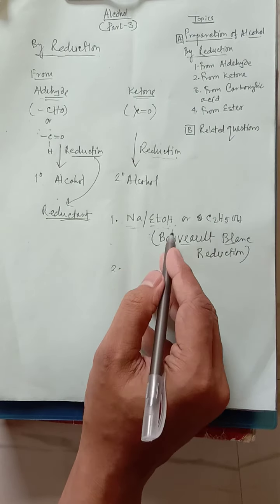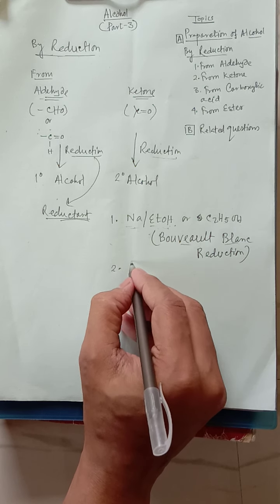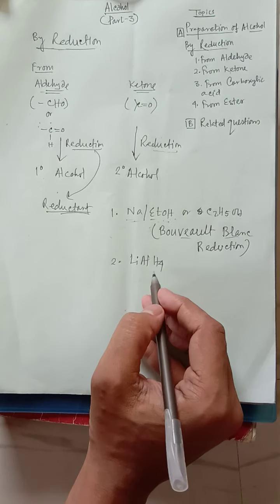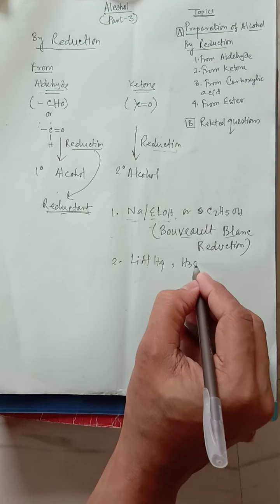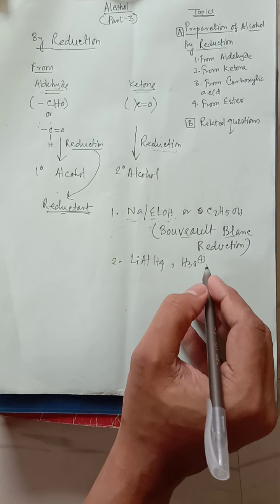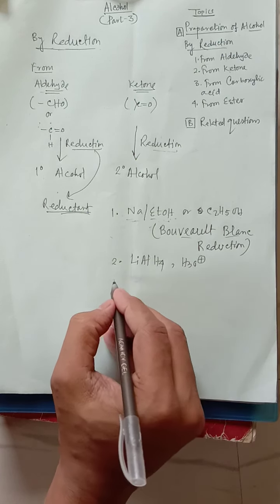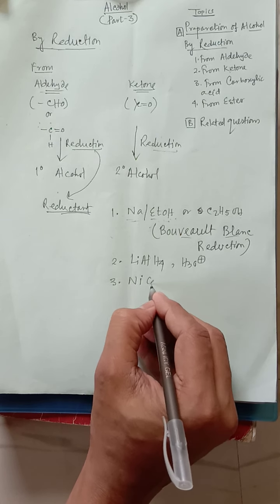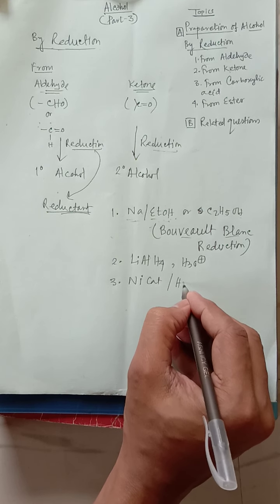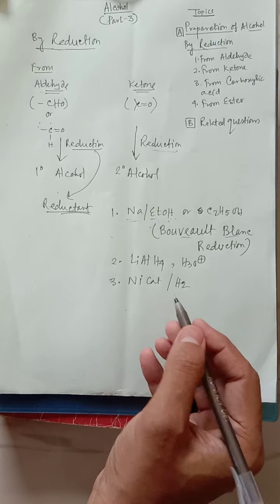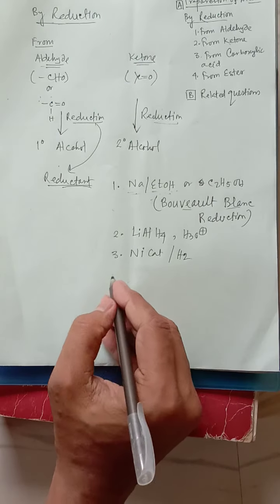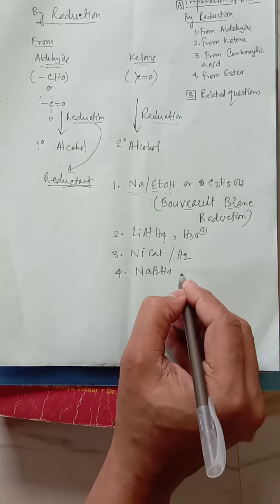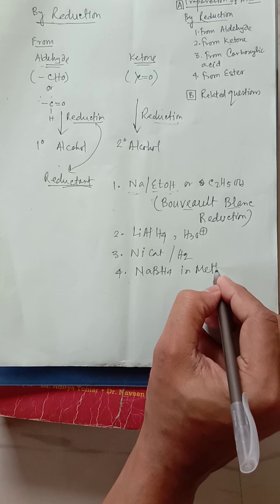Now that is one of the reductants. Then a reductant can be lithium aluminum hydride. Lithium aluminum hydride can be another answer, along with H3O+ required. H3O+ means acid medium, dilute acid. Now the third one: nickel catalyst with hydrogen. In place of nickel, we may use platinum or palladium also. Now the fourth one: NaBH4 in methanol or ethanol.